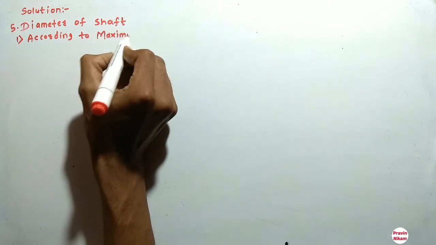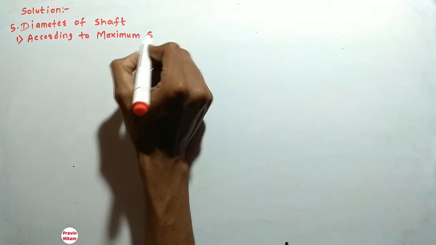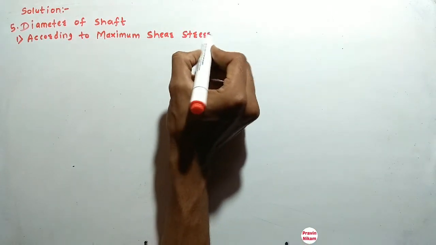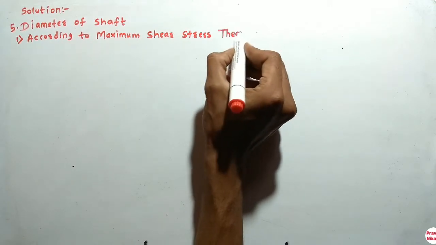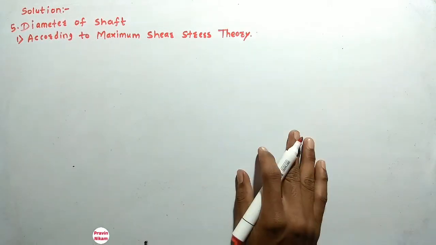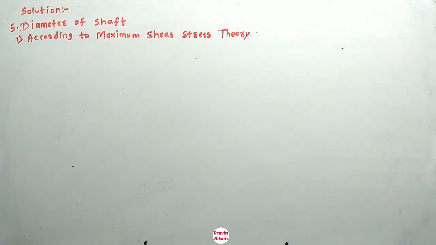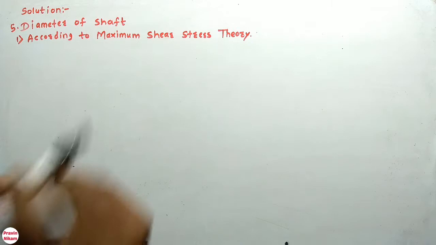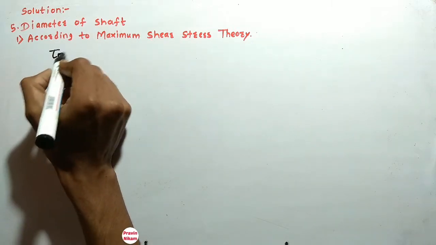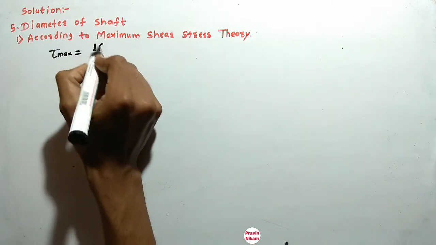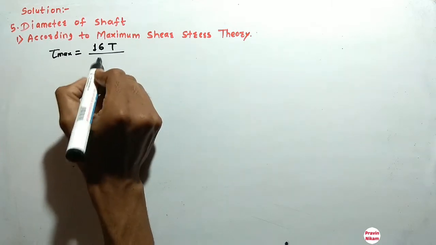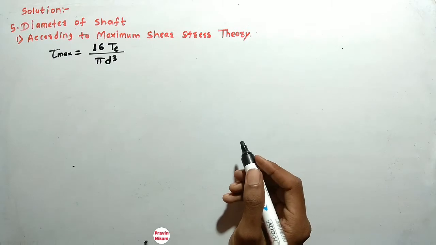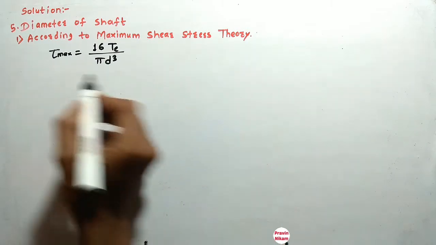maximum shear stress theory. So first find out the diameter according to maximum shear stress theory. According to maximum shear stress theory, we know that tau max is equal to 16T divided by pi d cube for combined loading.